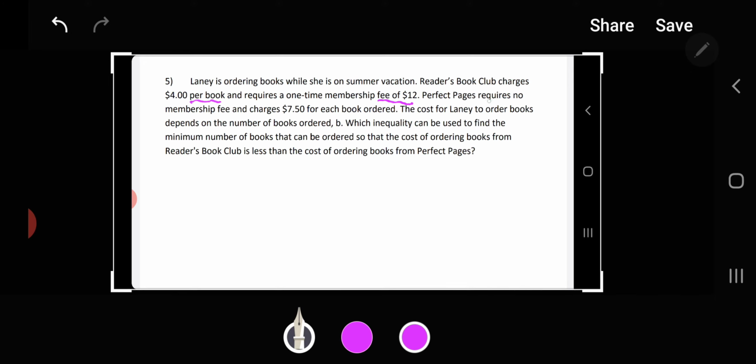Perfect Pages requires no membership fee. So she doesn't have to pay anything up front, but they do charge $7.50 for each. Once again, keyword each book ordered. The cost for Lainey to order books depends on the number of books ordered, B. Real quick, I'm going to write that down. We're going to let B represent the number of books that she's ordered.